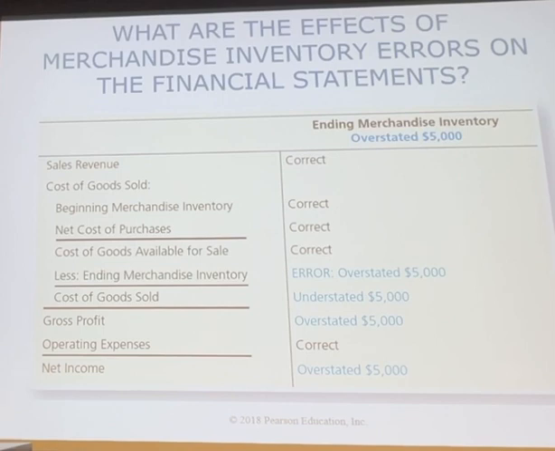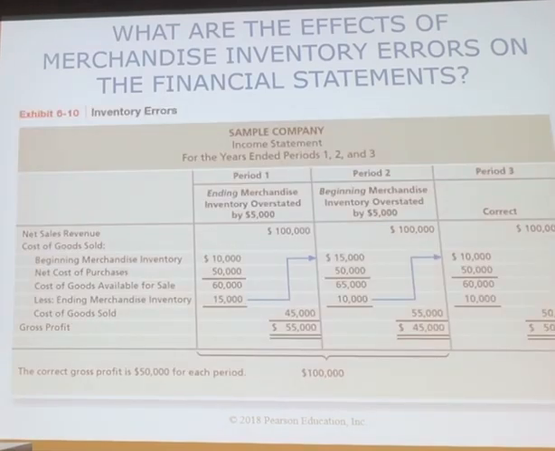So when we work through that formula that we show there on the left, by subtracting our ending merchandise inventory to come up with cost of goods sold, it means that our cost of goods sold is going to be understated by $5,000. Therefore, our gross profit will be overstated by $5,000, and therefore our net income will also be overstated by $5,000. Now, this often has an effect for more than one accounting period.